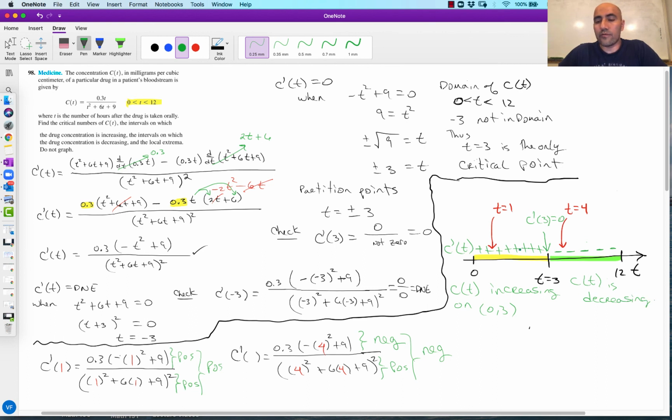When the first derivative is positive on an interval, that means that the function is increasing on that interval. And on the interval when the first derivative is negative, the underlying function is decreasing. So it's decreasing on (3, 12), not inclusive of the endpoints because they told us our domain did not include the endpoints.